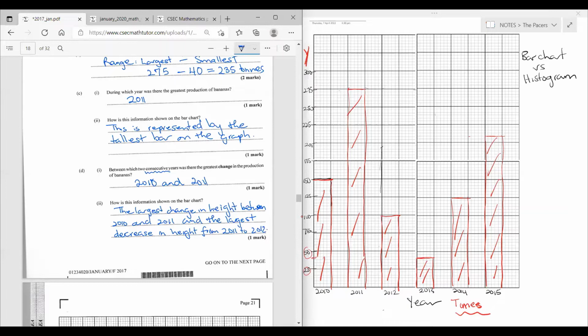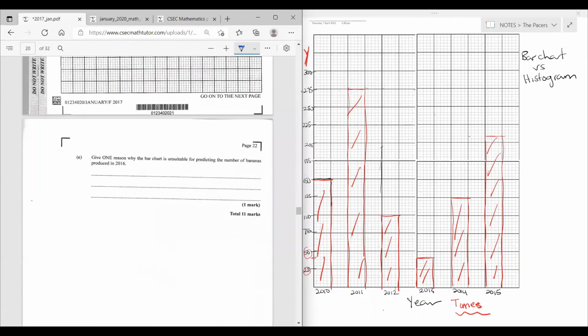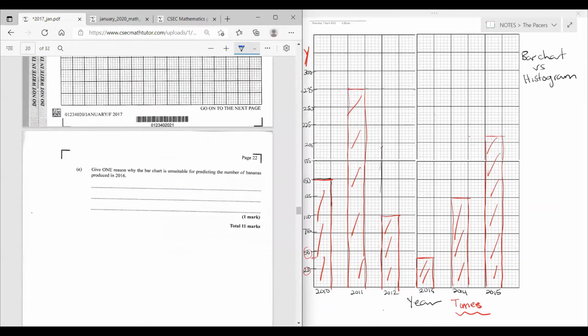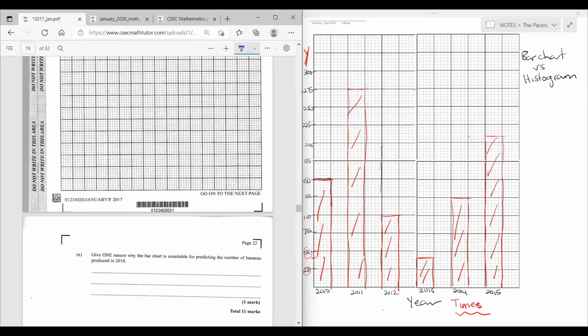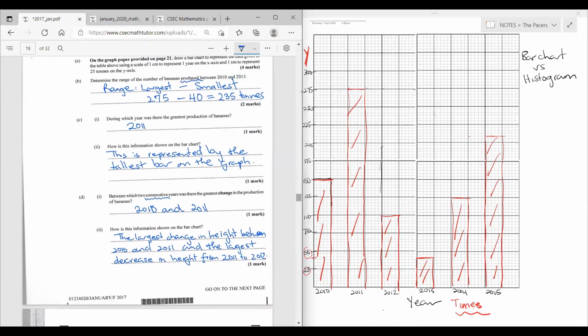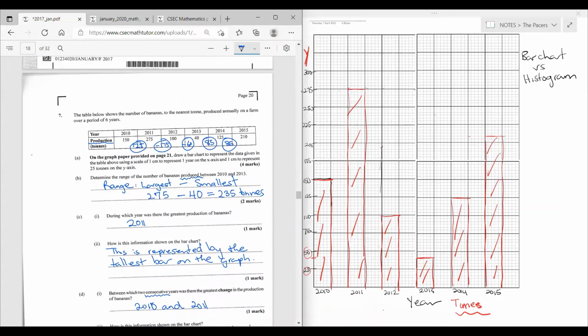And let's go down. Give one reason why the bar chart is unsuitable for predicting the number of bananas produced in 2016. Anybody knows what can we predict what will happen to the amount of bananas in 2016? How the tons will be?